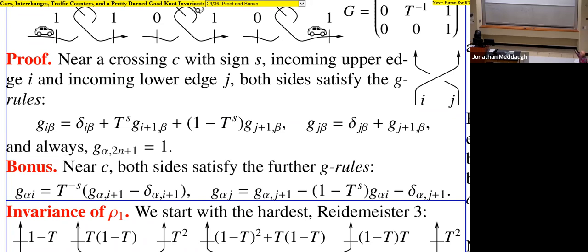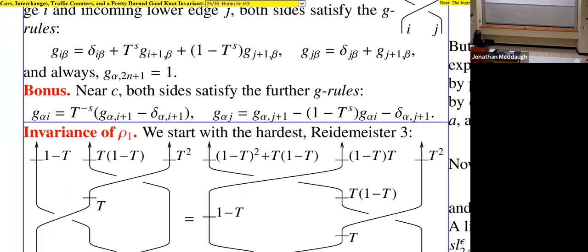I get a bonus, and the bonus is that near every crossing, there are also relations that involve moving the traffic counters. Like dually, instead of moving the injection point of cars, I move the traffic counters. Where are these relations coming from? Well, either because this fact is equivalent to the fact that G times A is equal to the identity, or you think a little bit about what counters do, and it's kind of clear that if you know how to count the traffic at the output, you also know what the traffic at the input was. Okay, so these are these extra relations.